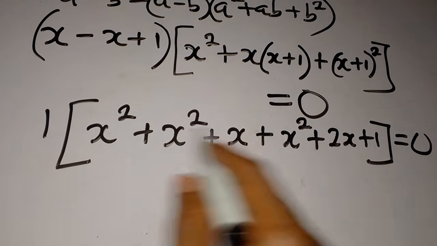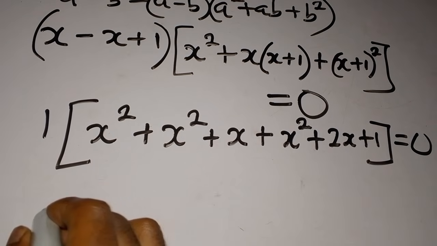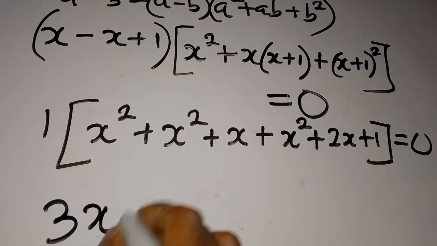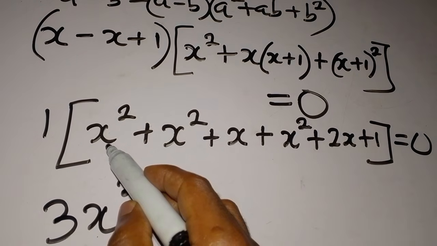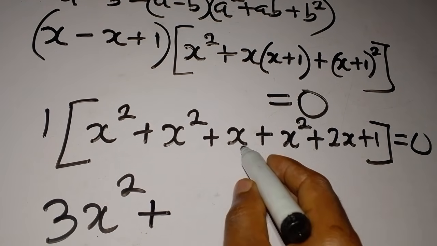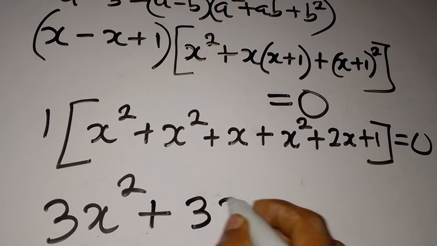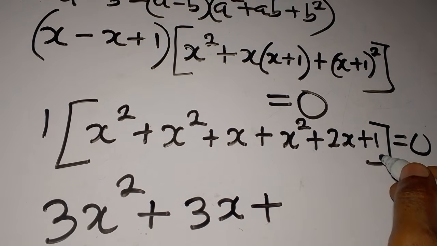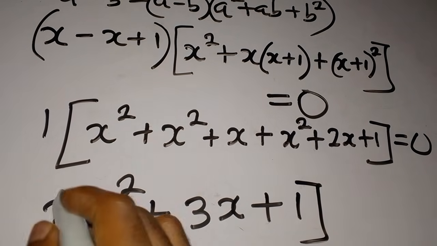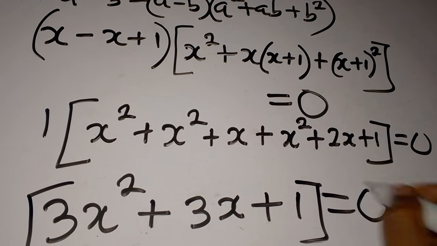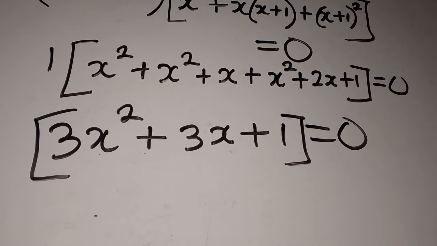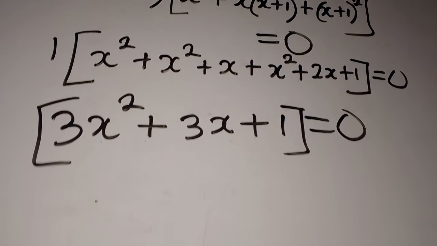So let's simplify this. This is x squared plus x squared plus x squared, which is 3x squared. Then plus here we have x plus 2x. That is 3x. Then plus the constant, which is 1. So we add 1. This is equal to 0. And as a matter of fact, the bracket is no longer needed. Now we have a quadratic equation.